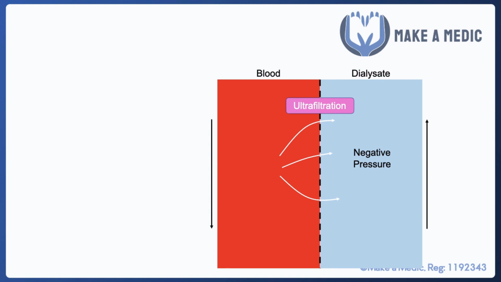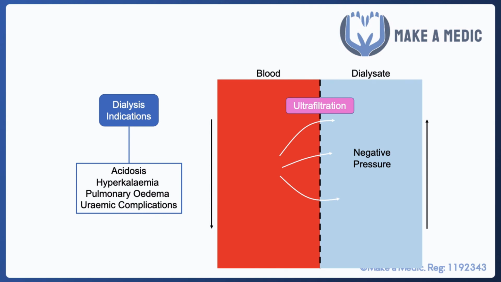This is something that needs to be regulated very closely because it can lead to hemodynamic instability in the patient. There are 4 main indications which you need to be aware of, which are acidosis, hyperkalemia, pulmonary edema, and uremic complications.